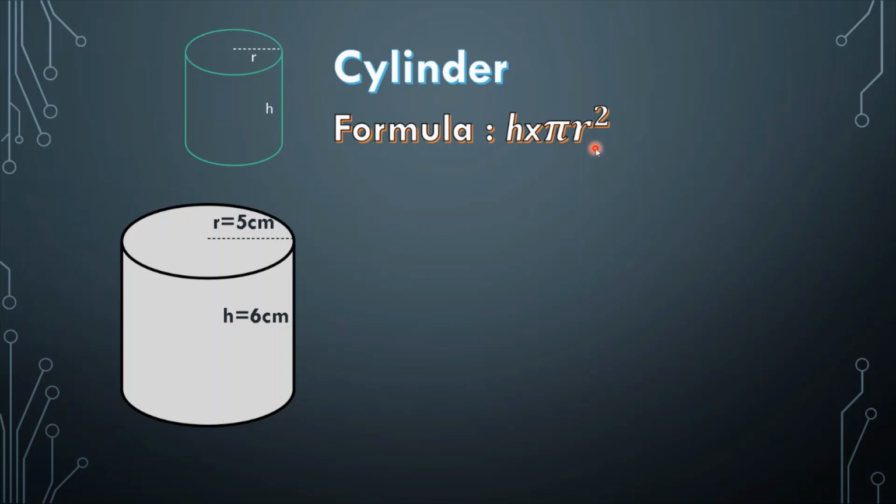Pi r squared is the area formula for a circle. So you multiply it by height, which is the 3rd dimension, you get the volume of a cylinder.